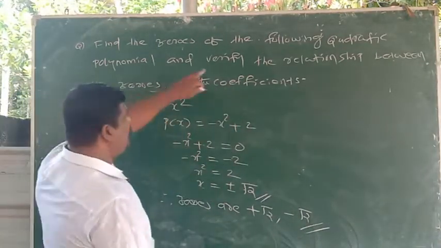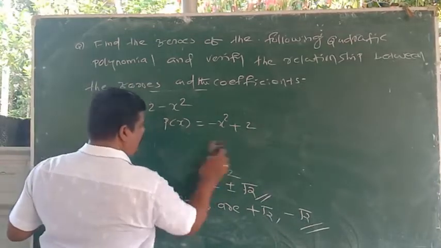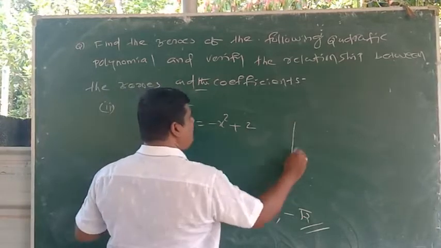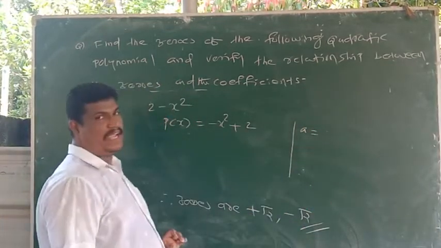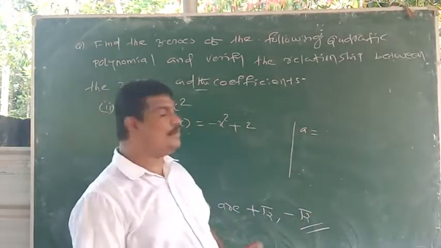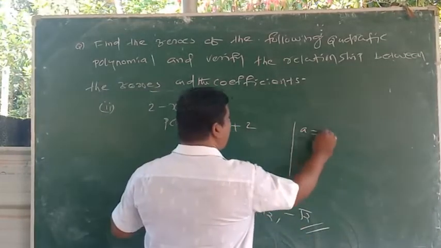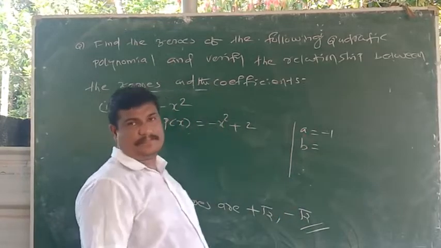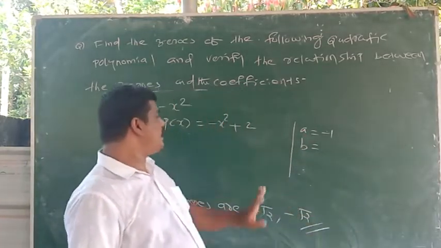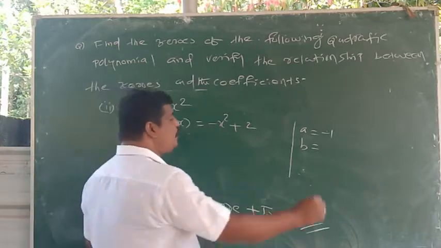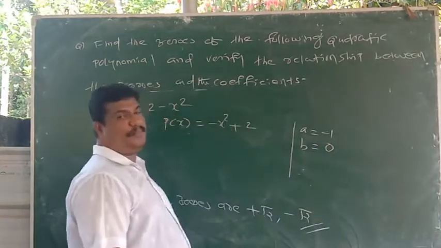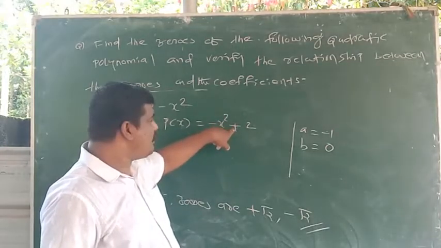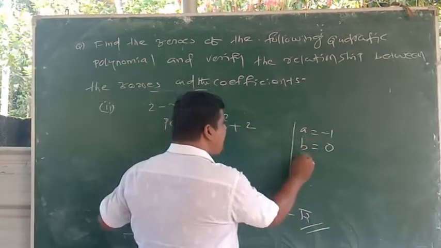So next, verify the relationship. What is the coefficient of x square? What is the value of a? Ax square plus bx plus c is the standard form. The value of a is minus 1. What is b? Here there is no x term, so the value of b is 0. Then the constant term c is 2.